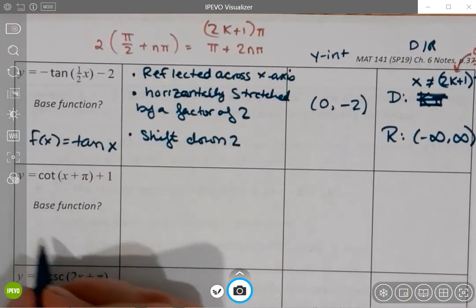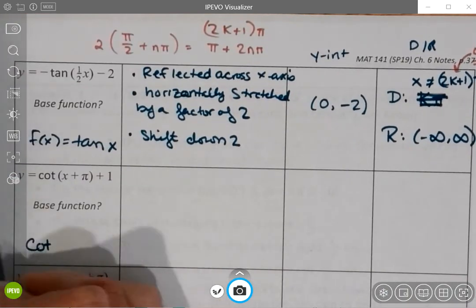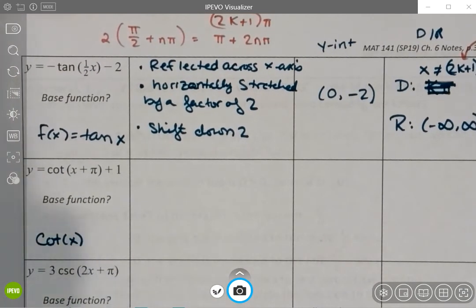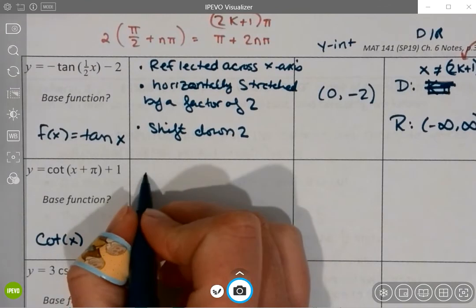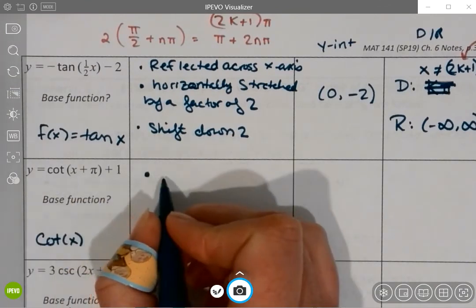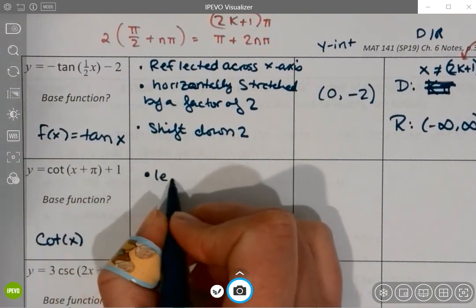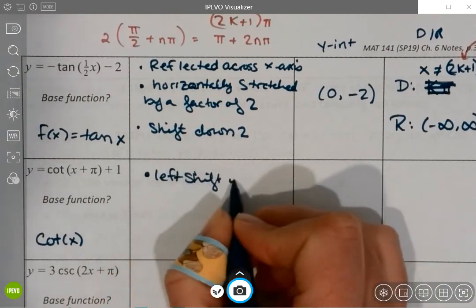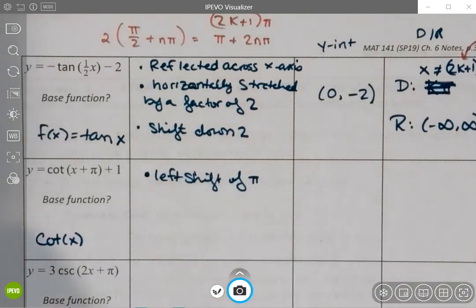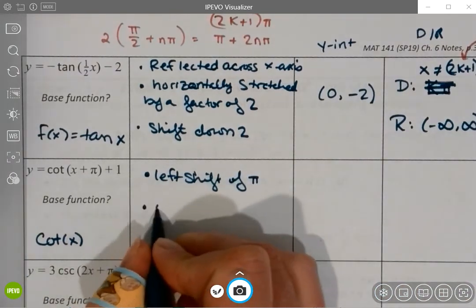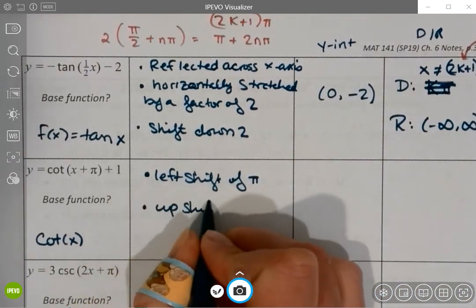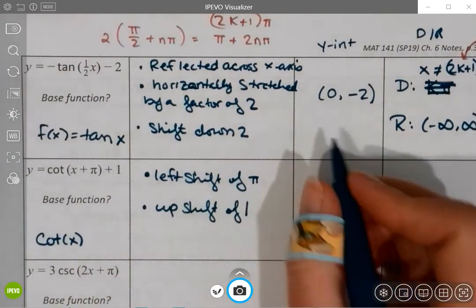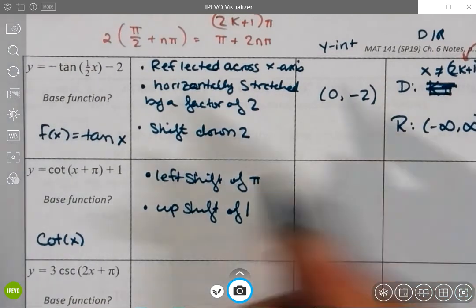This is a cotangent function. So its base is cotangent of x. And then it looks like just 2 transformations. I have a left shift of pi, and we have an up shift of 1. All right, so how does this affect the y-intercept first?